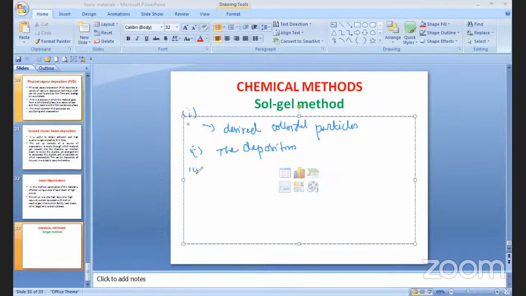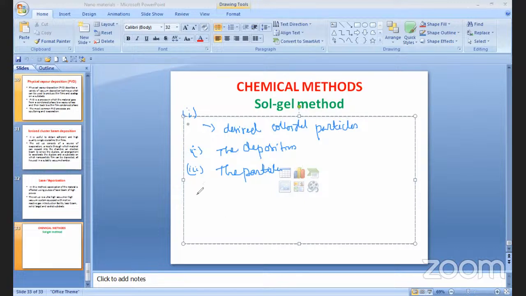Next, the particles in the sol are polymerized through the removal of the stabilizing components, producing a gel in a state of continuous network.